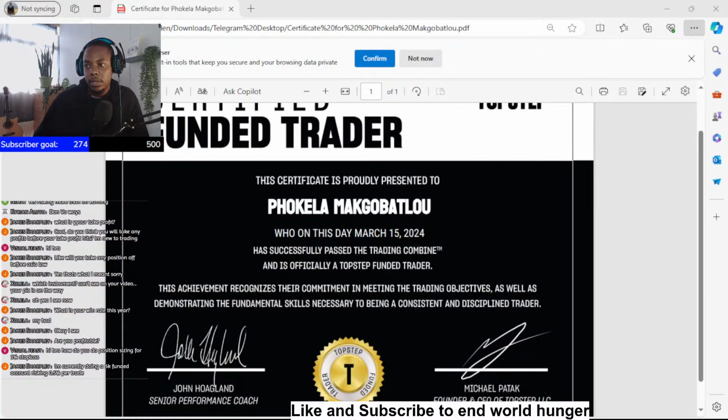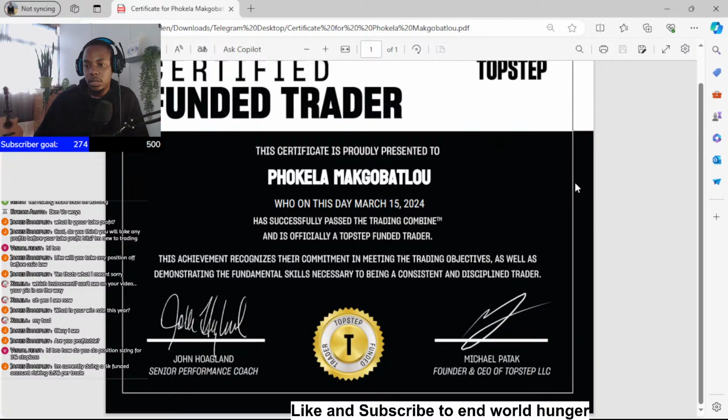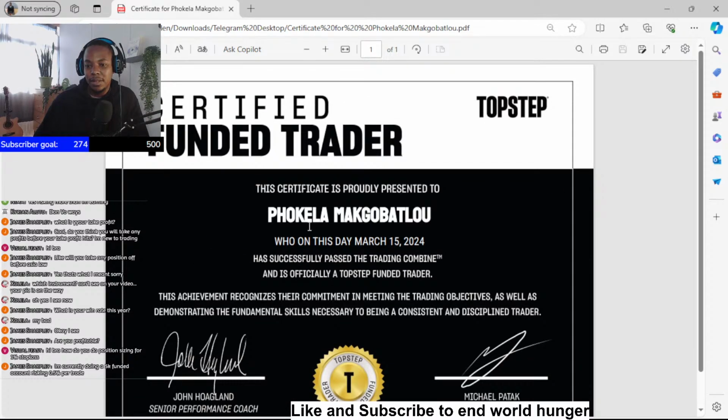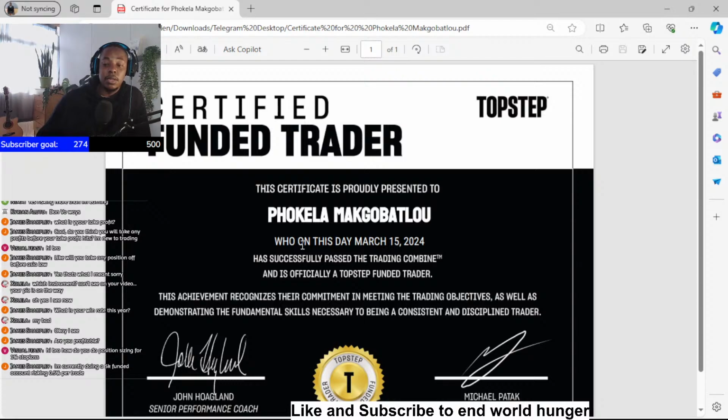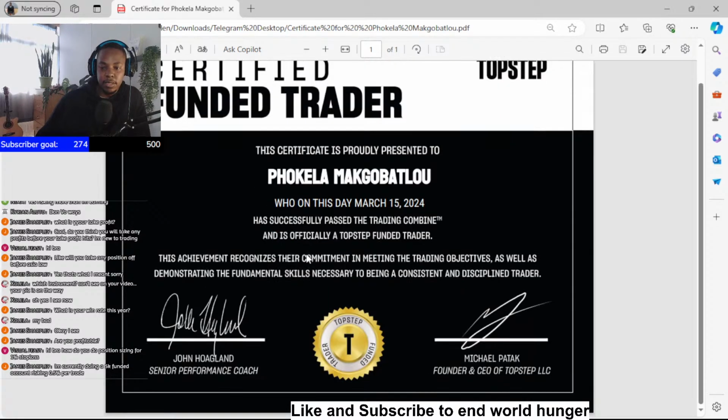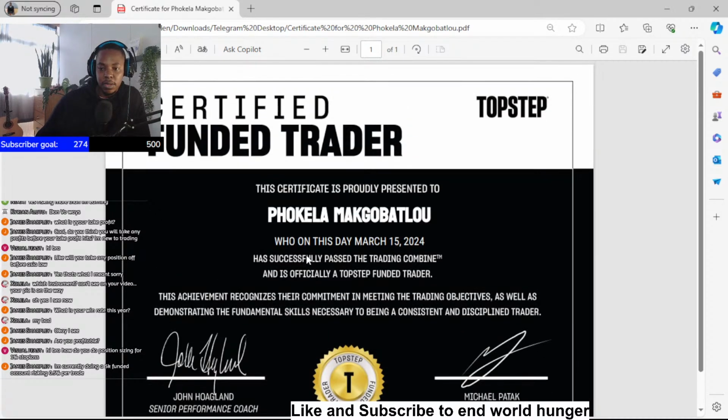There's the futures with Top Step, which I passed in March and got funded with Top Step. I never thought that I would actually pass a Top Step futures prop firm, because I never really understood it. It's different from Forex. The futures markets are just different from trading Forex.